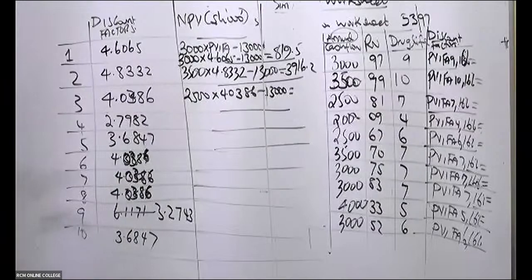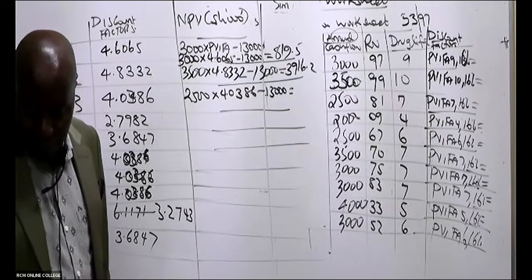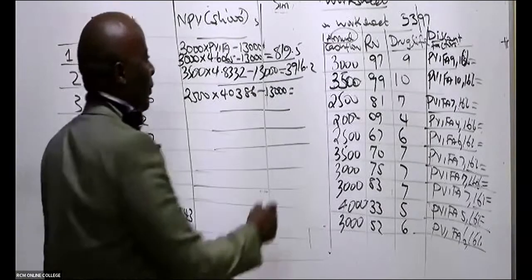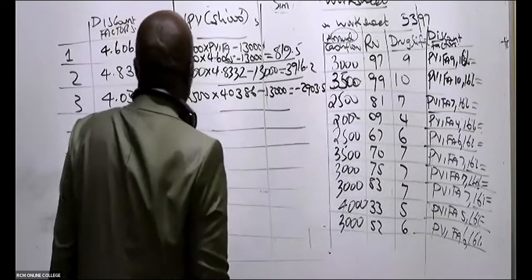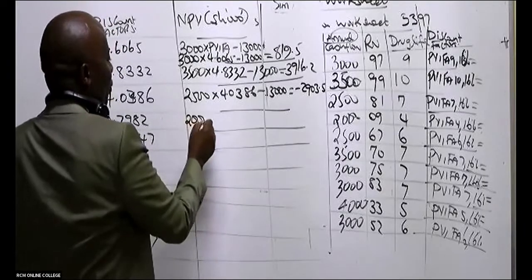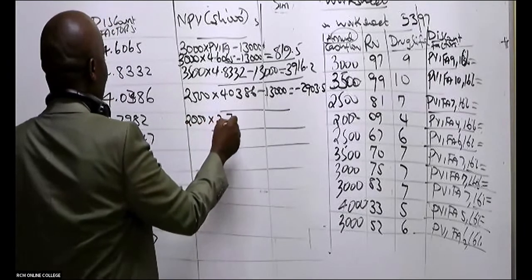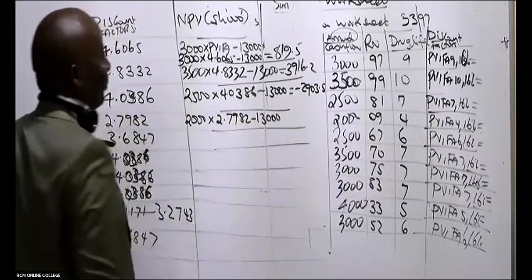The third one. How I wish I had a ninja who could just give me all the numbers. So according to Lincoln, it's minus 2903.5. All right, so we're almost there. The next one is a cash flow of 2,000 times 2.7982 minus that 13,000.